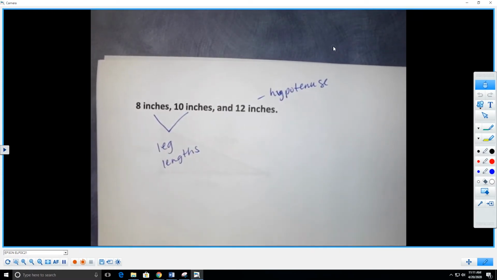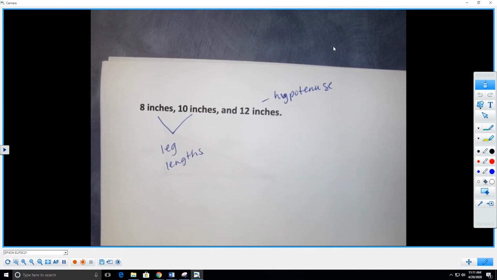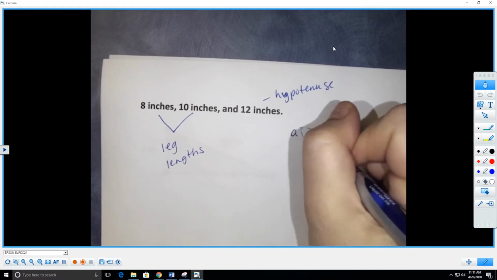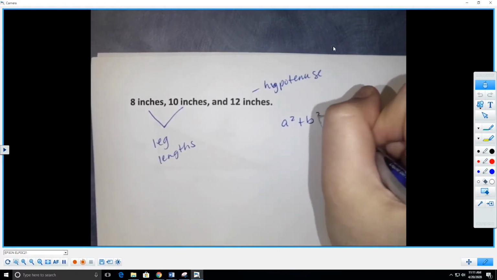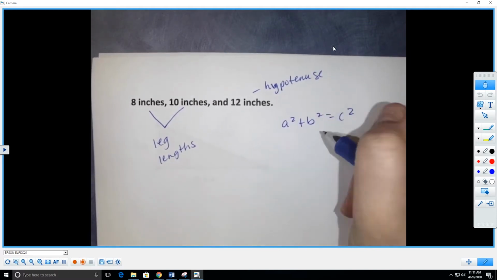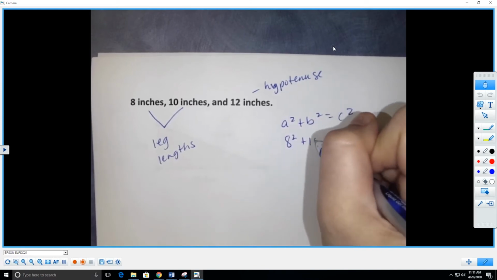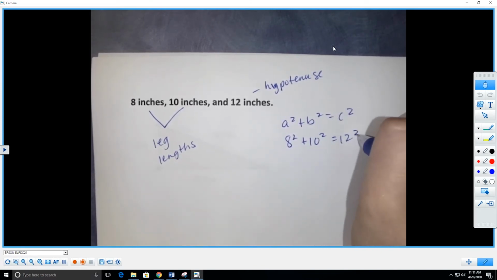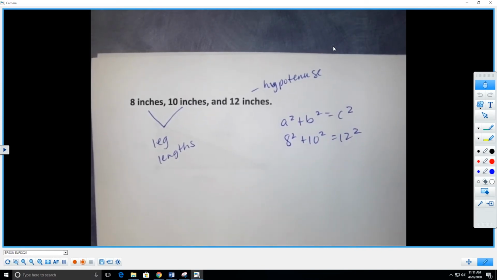Great, let's test this set out. We will substitute in and see if the resulting statement is true. Follow along with me. So we have a squared plus b squared equals c squared. 8 squared plus 10 squared equals 12 squared. Now simplify both sides and determine if the resulting statement is true or false. You can use your calculator or your calculator app to help you with the arithmetic if you like.